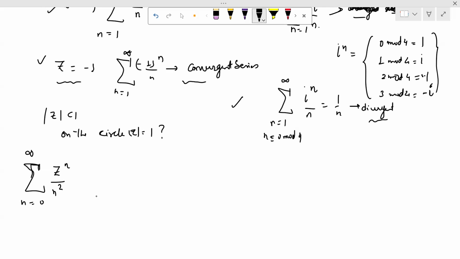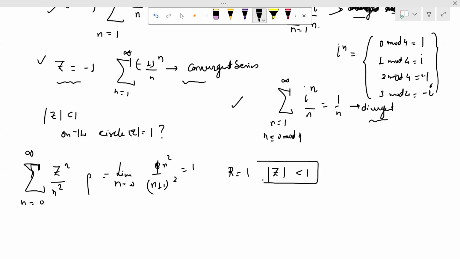It will converge for mod z less than 1. Okay, so let us do, limit n tends to infinity. We are trying to find the radius of convergence. So this is n plus 1 whole square, and then you will get n square here. So this is 1. So the radius of convergence is 1. So mod z less than 1 is the radius of convergence.